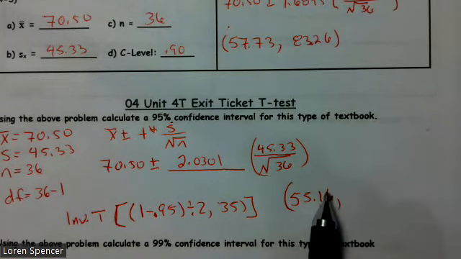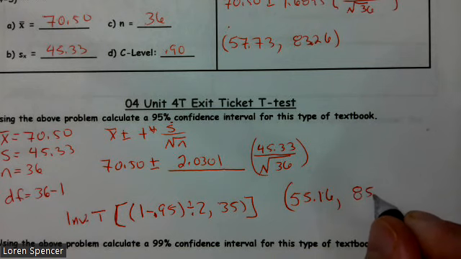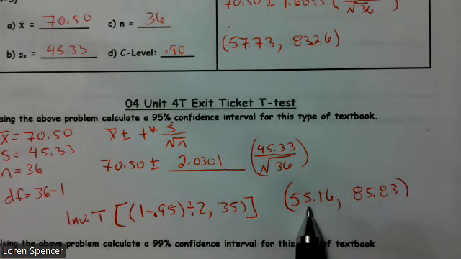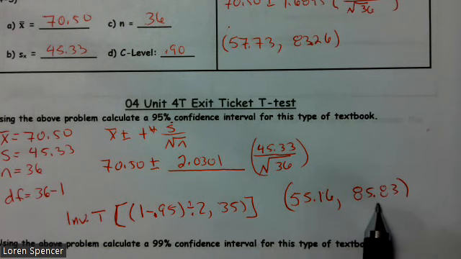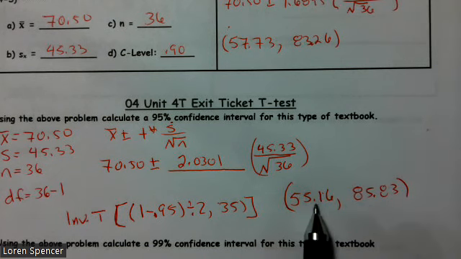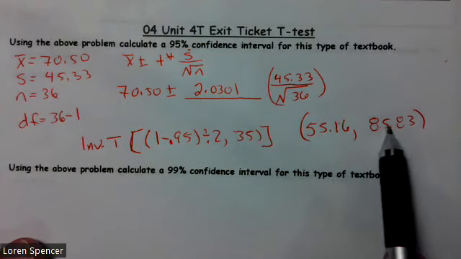That's the lower bound. So the textbook shouldn't be less than $55.16, and on average, the average price should not be higher than $85.83. So the average price is going to be somewhere between this, not lower than $55.16 and not higher than $85.83. Some textbooks might be lower or higher, but the average is going to be somewhere in between. They don't want to be less than this and they don't want to be more than that.